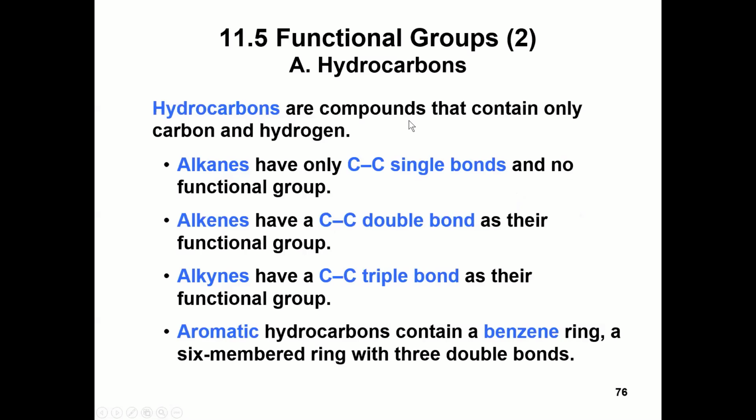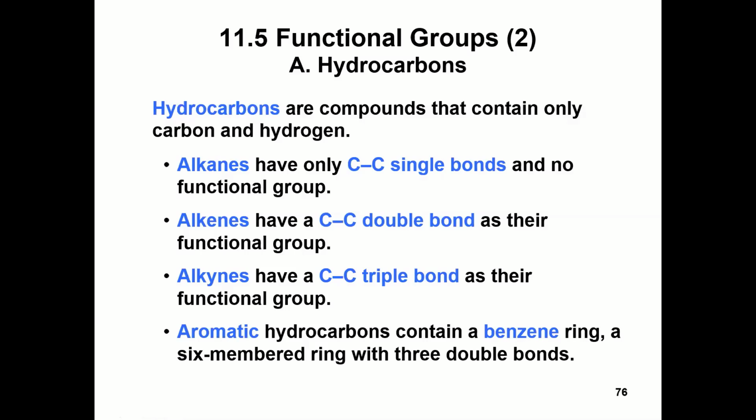Okay, so we do have classes of organic compounds that contain only carbon-hydrogen bonds. Those are called hydrocarbons. So we're going to go over the different classes of hydrocarbons. First of all, the alkanes. Alkanes are a class of hydrocarbons that only contain carbon-carbon single bonds and no other functional group. Alkenes, on the other hand, have a carbon-carbon double bond as their functional group. Alkynes have carbon-carbon triple bonds as their functional group. And then there's a class of hydrocarbons called aromatic hydrocarbons.